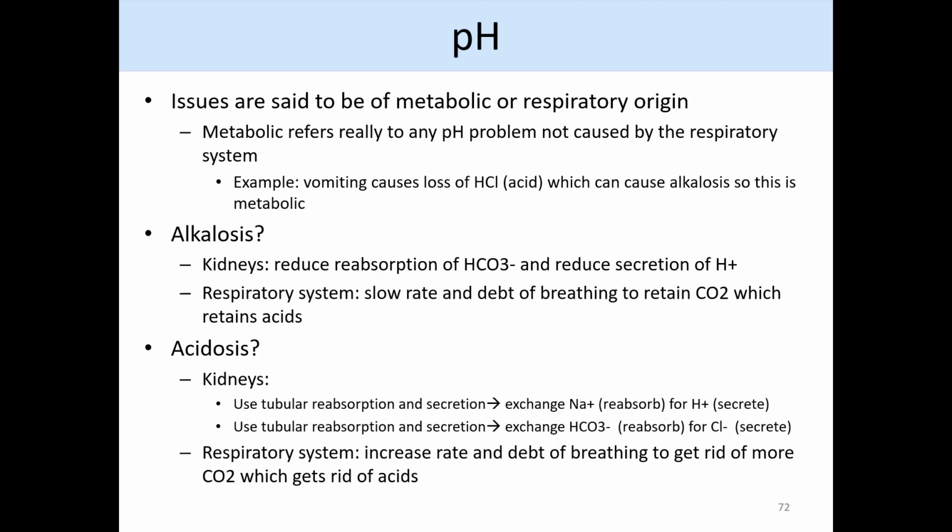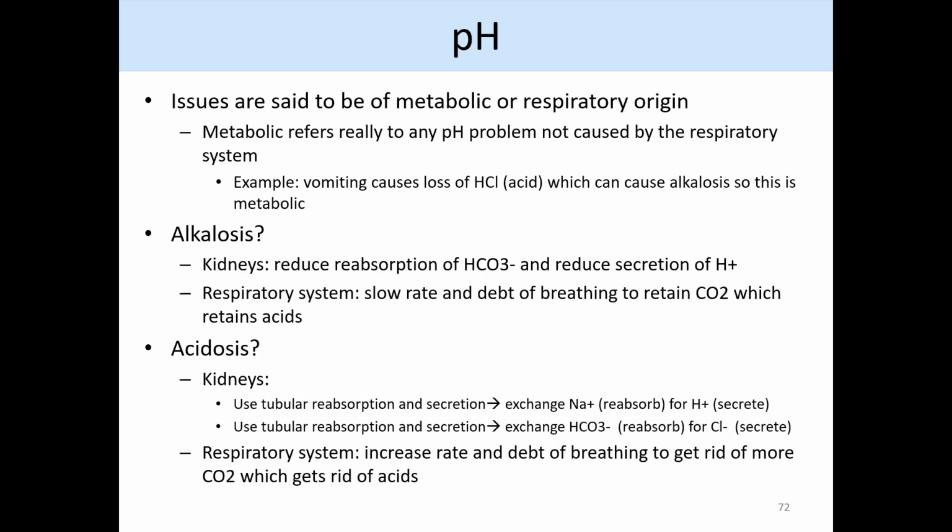If the body's experiencing acidosis, that means the blood pH is too low. And we can basically use the kidneys in the opposite way that we did for alkalosis. We're going to make changes to reabsorption and secretion. We are going to exchange sodium for hydrogen ions. In other words, we're going to reabsorb sodium for secretion of hydrogen ions.